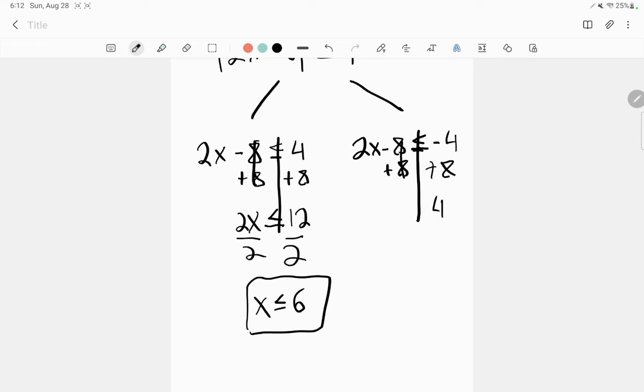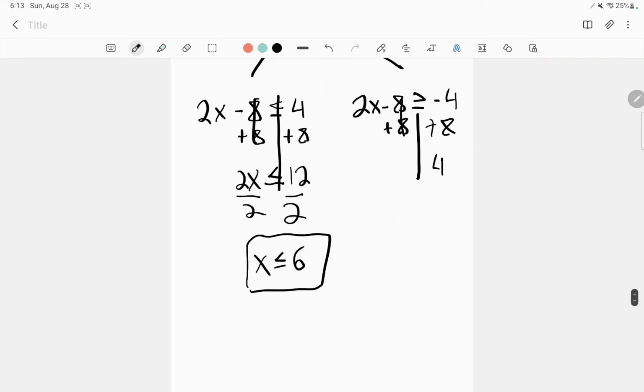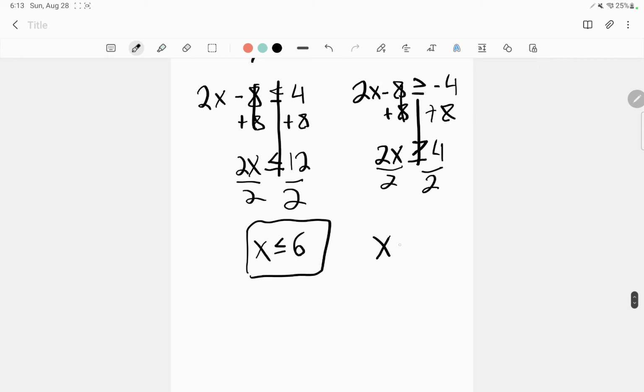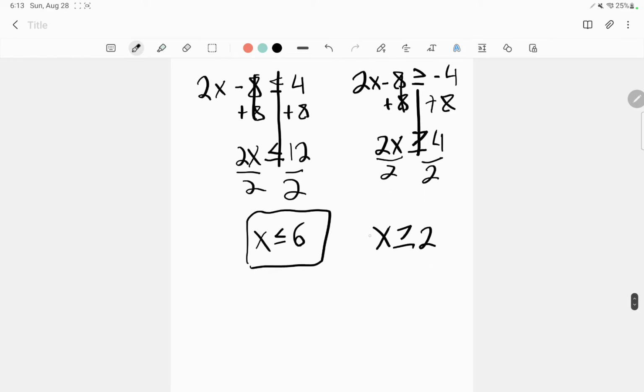Oh, shoot. I forgot. I'm telling you guys to focus on stuff and I didn't even focus. This one's going to be greater than, because I have to flip the sign. So it's going to be greater than or equal to. So it's 2x is greater than or equal to 4. Now right here I'm going to have to divide by 2. So x is going to be greater than or equal to 2. Okay, that's my second answer.